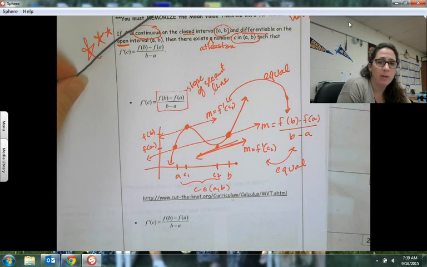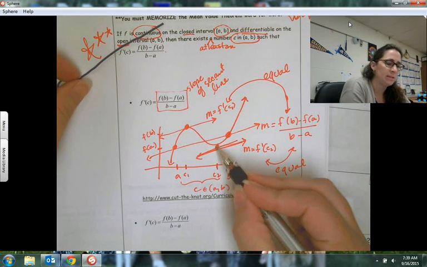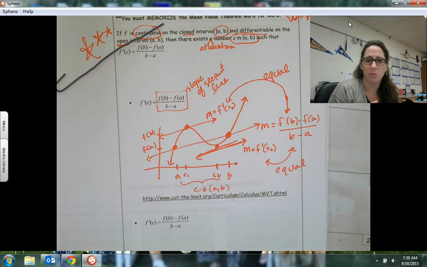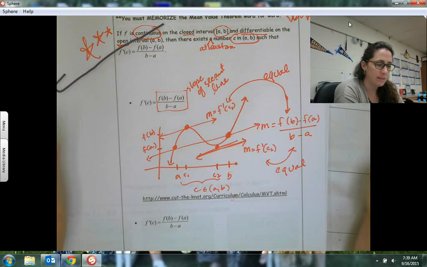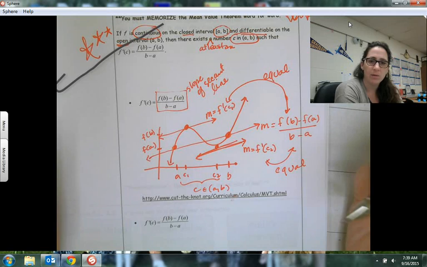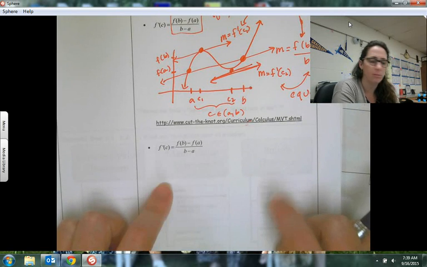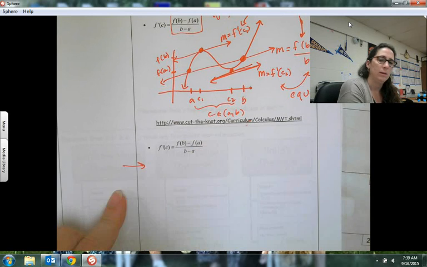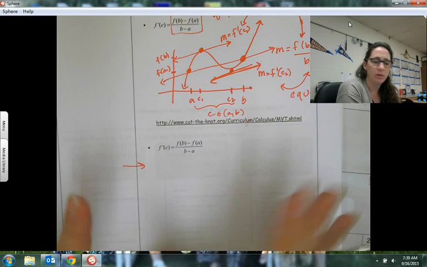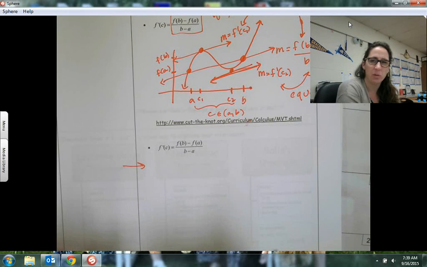But the mean value theorem says that there's at least one instantaneous slope that is the same as the secant slope. So let's see if you can write this down. Go ahead and pause me a little bit. See if you can write what you're thinking, and then let's check. So pause.